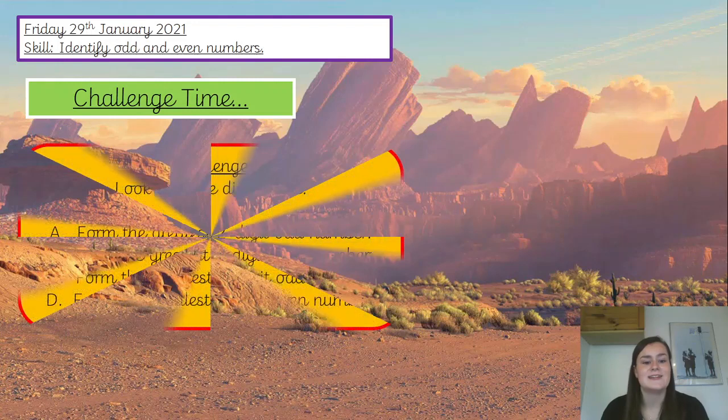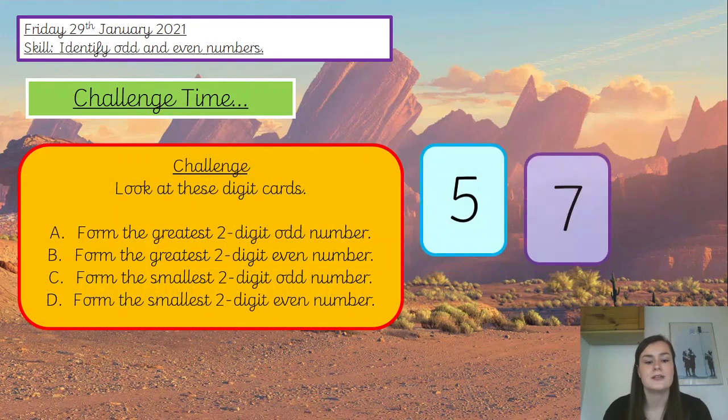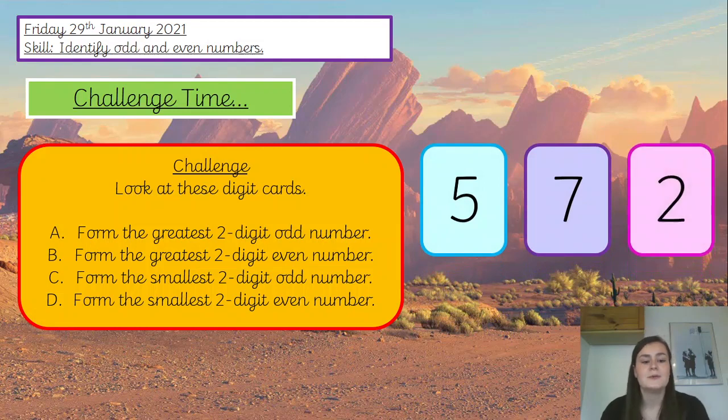Okay, challenge time. So your challenge for this lesson is to look at these 3 digit cards. And I would like you to have a go at, for your first task, forming the greatest 2-digit odd number. So greatest means what? Big or small? It means big. So the biggest number that you can make using only 2 of these cards, because it's a 2-digit number and it needs to be odd. So think about what that last digit will be.